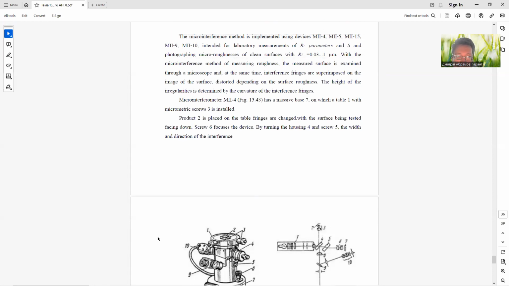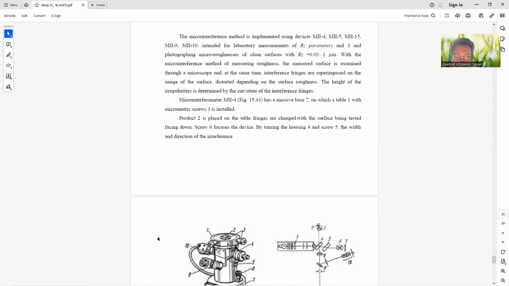The microinterference method is implemented using devices M2, M24, M25, M215, M29, M210, intended for laboratory measurements of Rz parameters and S and photographing micro roughnesses of clean surfaces with Rz equal to 0.03 to 1 micrometers.